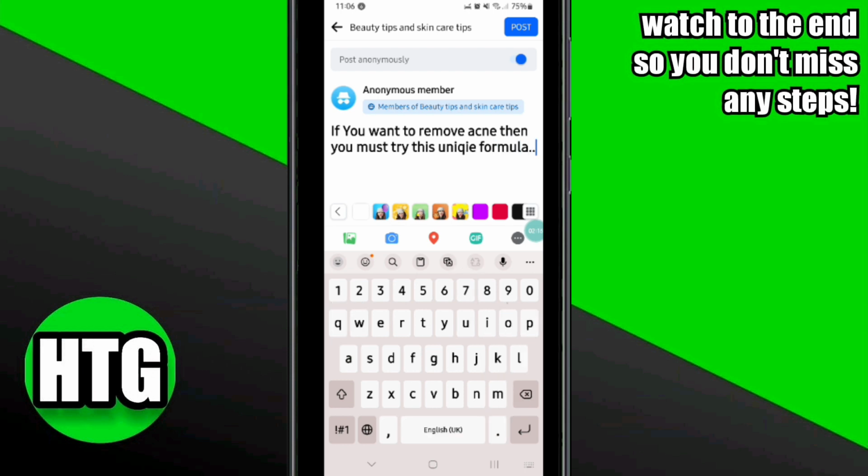Address questions or concerns promptly. Pay attention to the group's response to your post. If people are not receptive, consider adjusting your approach. So that's how to promote your affiliate links on Facebook groups.